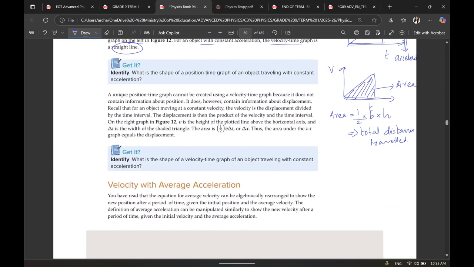Now, what is the shape of the position time graph for an object traveling with constant acceleration? Parabola. And what is the shape of the velocity time graph for an object? Straight line. Hope you understood this much.